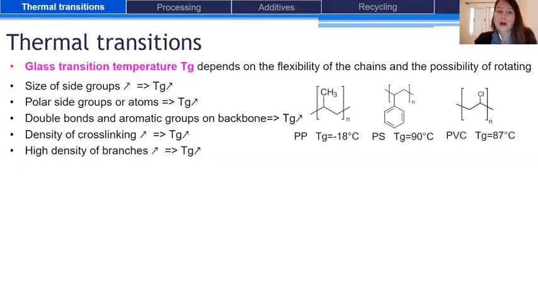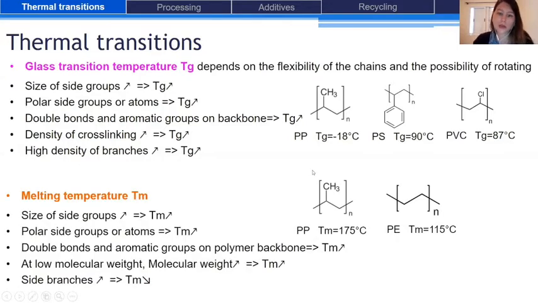Then if we have double bonds or aromatic groups in the backbone, it will hinder the flexibility of the chains. The chains will be much more rigid, and so the Tg will increase. The density of cross-linking also increases the Tg. And finally, increasing the density of branches will make it more difficult for the chains to move and to have these conformational changes. So the Tg increases with the density of branches.